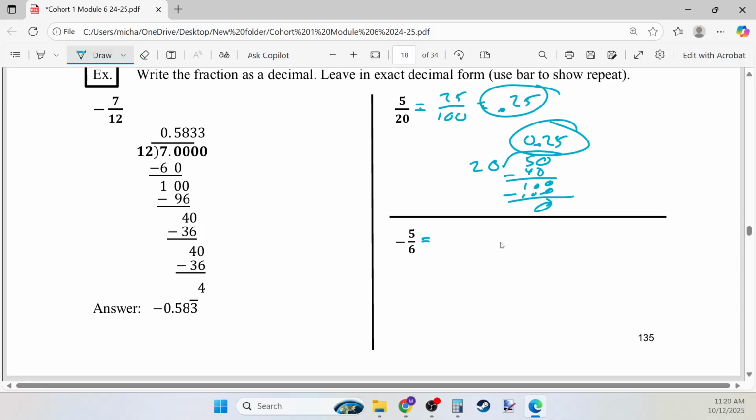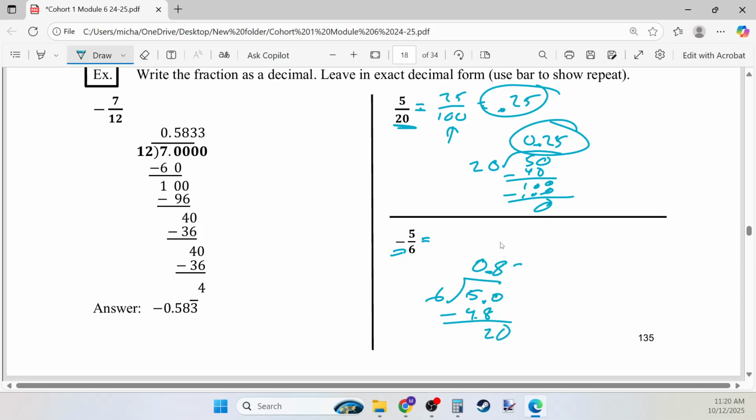So here, there's no nice way to turn a 6 into a power of 10 like we could in the last problem. So we're going to have to do division. 6 doesn't go into 5, so we put a 0 and a dot and a 0. 6 goes into 50 eight times. 8 times 6 is 48. Subtract and get a 2 as a remainder, bring down a 0.